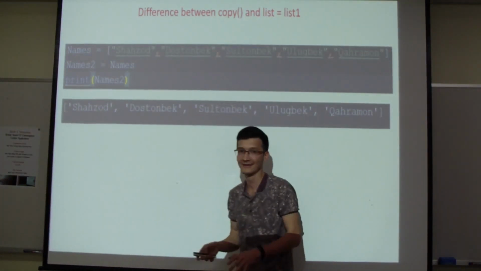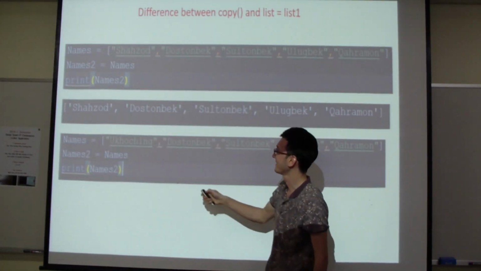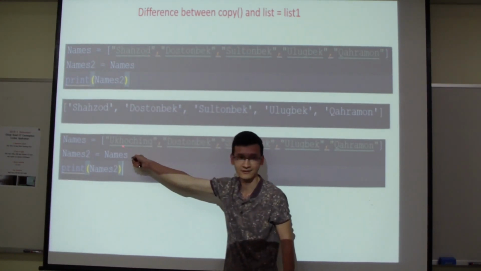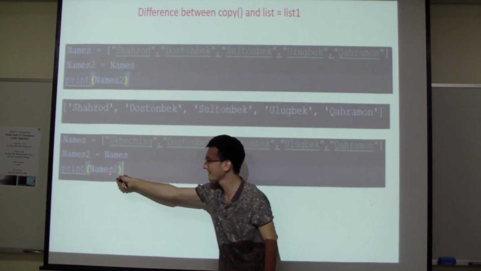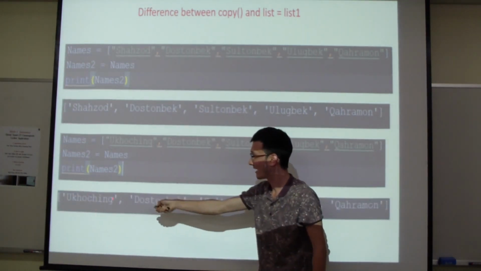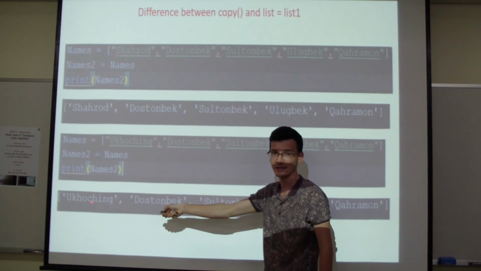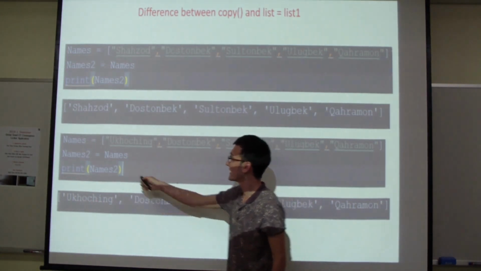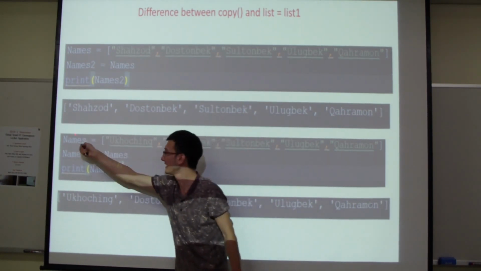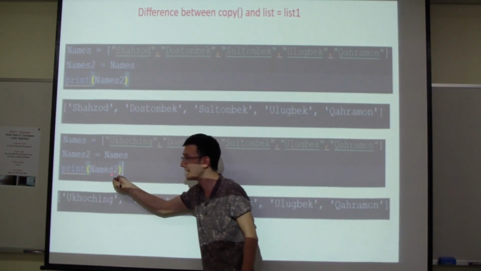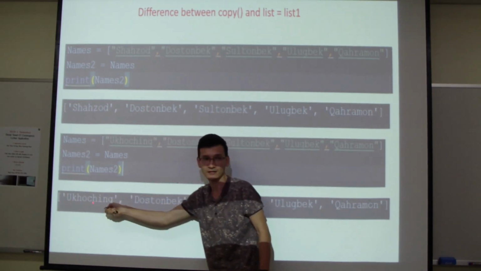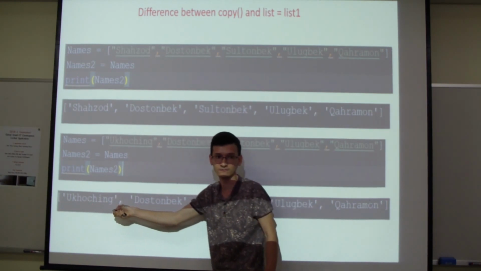Now here, we changed Shahzad to Kuchin. And we are printing the same list. Names too. Our value has been changed. We had a change in the first list, in the names. So we are printing names too. In the names too list, it will be changed as well. Our value.